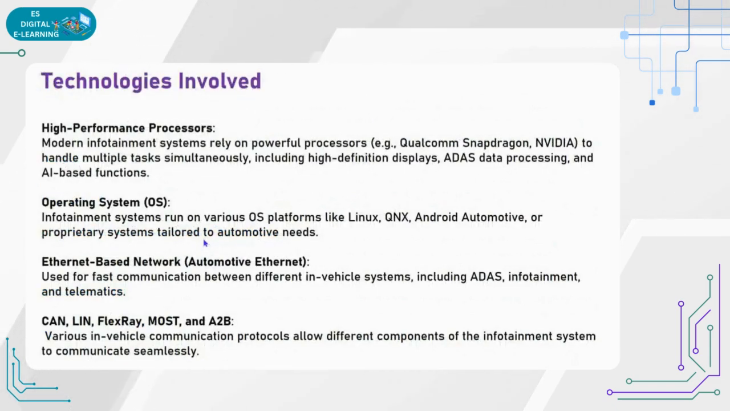So what are the technologies involved? Mostly the processor. The processor is a Qualcomm Snapdragon or NVIDIA. A powerful processor is integrated nowadays, and moreover there are HD screens. The display will be HD, and it will process the data, meaning if any failure is in the vehicle it should get displayed quickly. Whenever it is slow, the driver cannot understand whether the failure came recently or not, so it should be a very quick response.